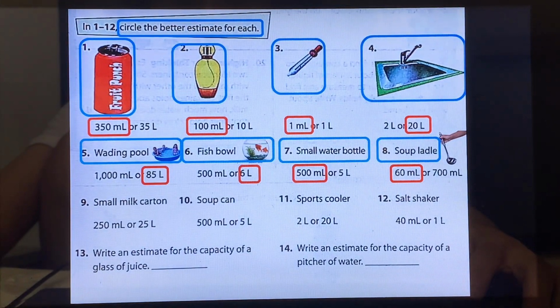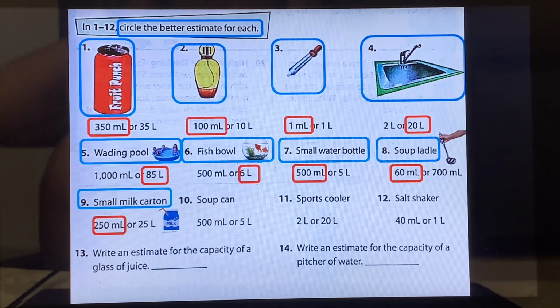Number 9, a small milk carton. 小盒牛奶. Which is a better estimate? 250 milliliters or 25 liters? 250 milliliters. Did you get it right?